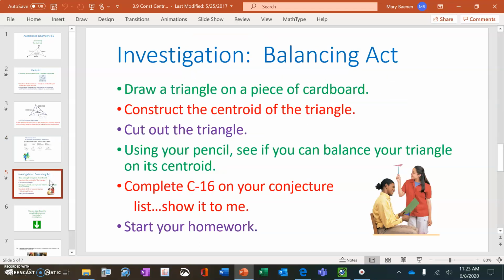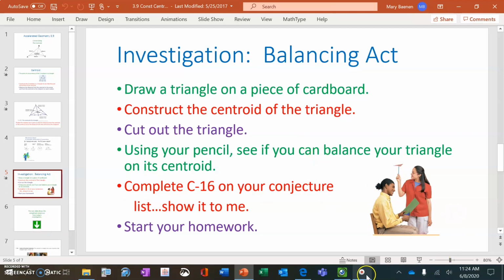Okay, then there's one more thing left in this lesson 3.9, and that is an investigation. And it says, draw a triangle on a piece of cardboard, construct the centroid of the triangle, and then cut the triangle out. Using your pencil, see if you can balance your triangle on its centroid, and then complete conjecture 16 on your conjecture list. So you have a picture here of what happens. If you create this triangle on a piece of cardboard, and then you create the centroid, and then you cut it all out, it'll balance on a pencil. So if you put the pencil on the centroid, it will balance.